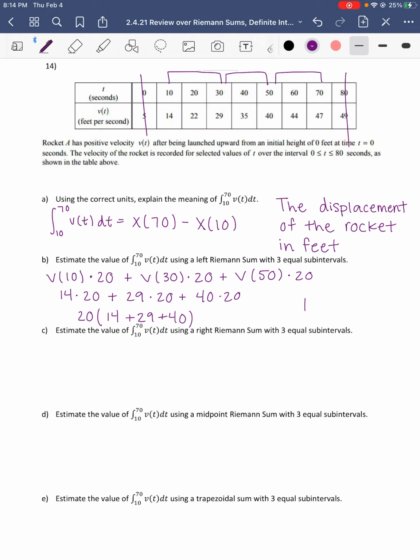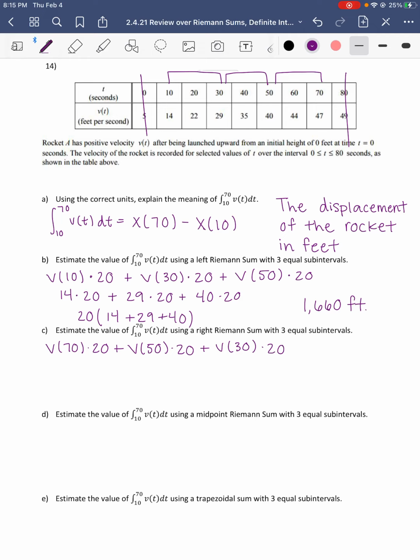It would give you 1,660 feet. So that would be the displacement of the rocket if we were doing a left Riemann sum. Now for the right, we're going to start at the right side instead. So I'm going to have V of 70 times 20 plus V of 50 times 20 plus V of 30 times 20.